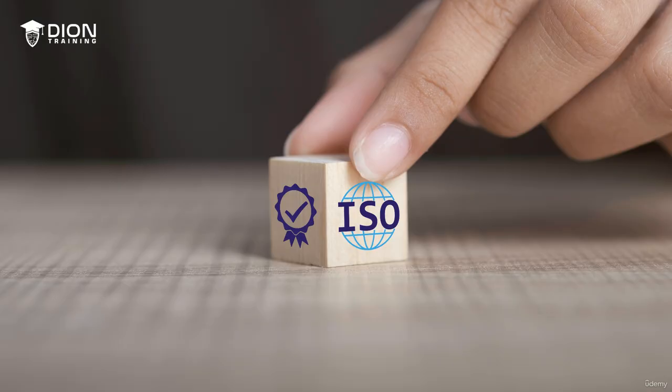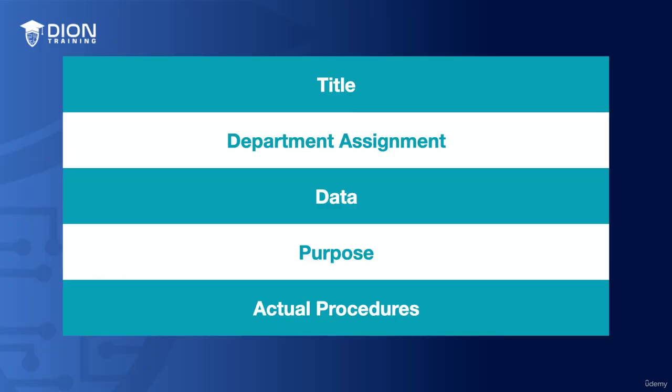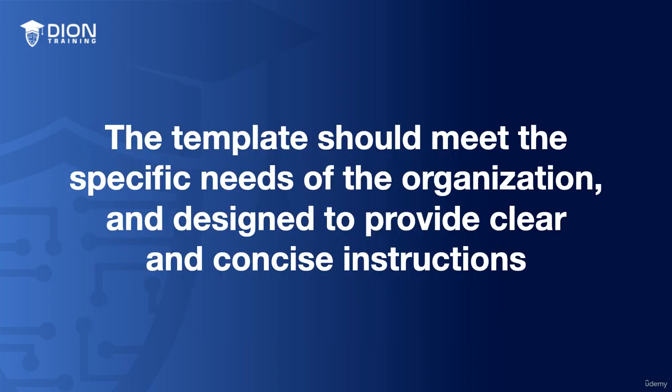In order to develop effective standard operating procedures, organizations should start by creating a template that includes a title, department assignment, date, purpose, and the actual procedures. The template should be customized to meet the specific needs of the organization and should be designed to provide clear and concise instructions that are easy to follow.